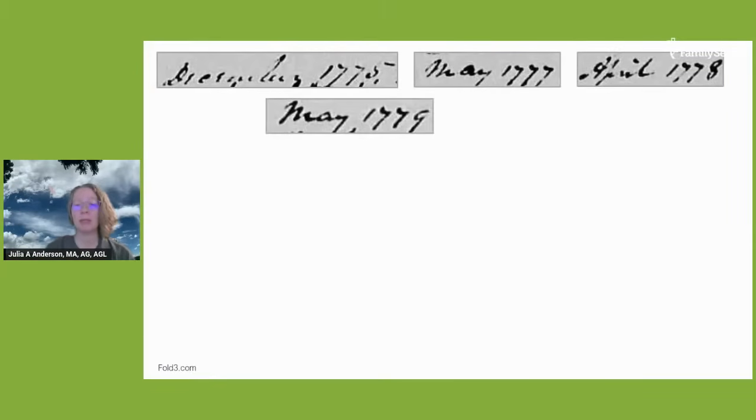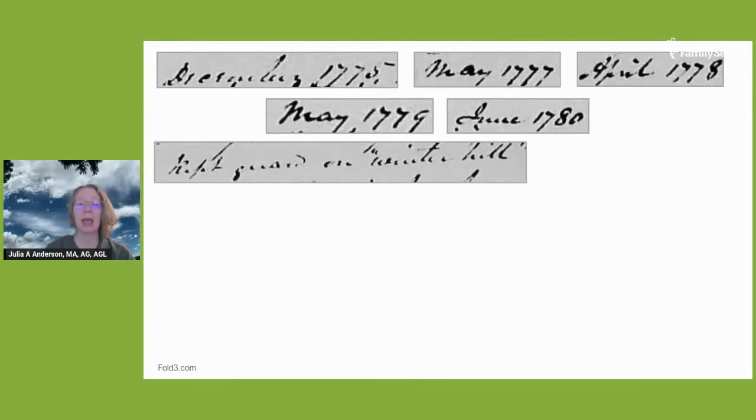Sylvanus carefully chronicled his entire service in the war, including each time he enlisted. These included December 1775 at Plymouth, Massachusetts, May 1777, April 1778, May 1779, and June 1780. He also outlined the places where he served and what his duties were. It says he marched through Hanover into Roxbury and from there on to Cambridge. At Cambridge, he kept guard on Winter Hill.